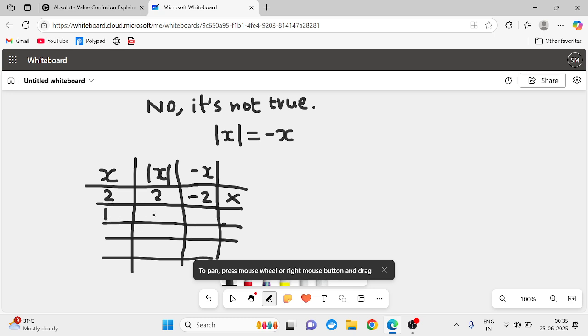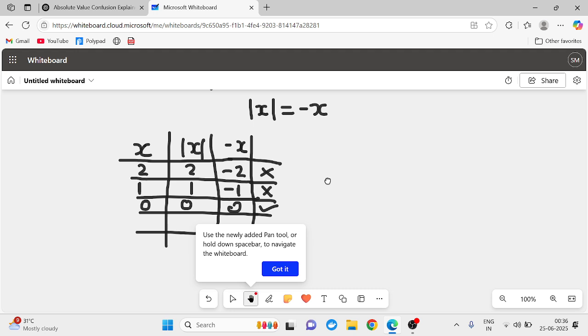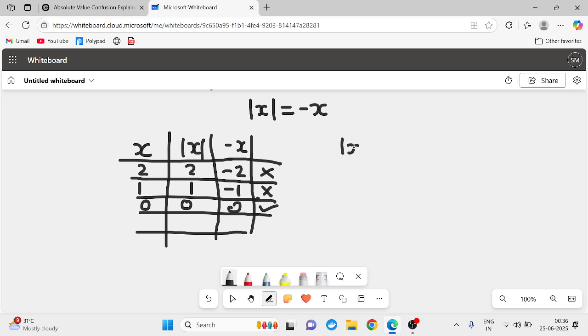If I put 1, again minus 1, it's also not true. If I put 0, again 0, so it's true. So if you look at it, mod x and minus x are both equal when x is 0. So I'll write again, mod x is equal to minus x. This is true when x is 0. There are more values for which both of them will be equal.